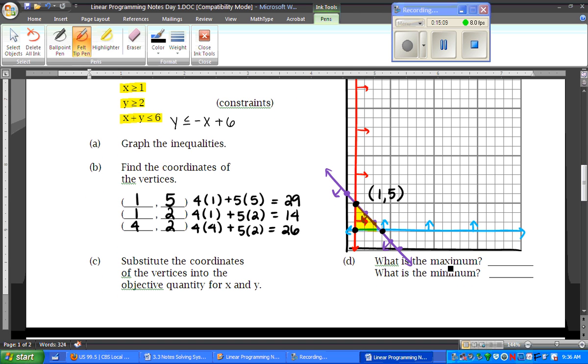So in this case, our maximum is going to be 29, and that happens at the point 1 comma 5. The minimum is going to be 14, and that happens at 1 comma 2.